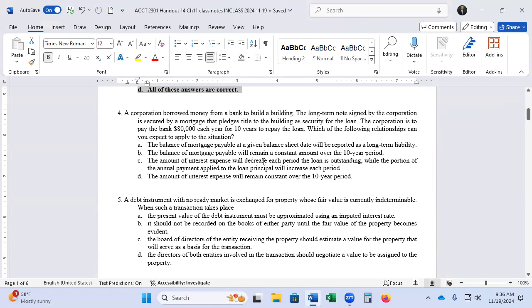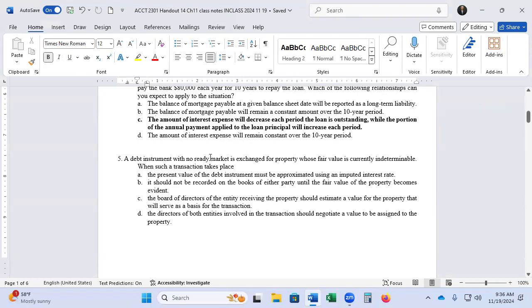The amount of interest expense will decrease each period the loan is outstanding, while the portion of the annual payment applied to the loan principal will increase each period. So this is actually correct. And you can think about it, if anybody's ever bought a car, as you go further on, more and more of the payments apply to the principal because the principal gets knocked down. And so there's less and less interest there.